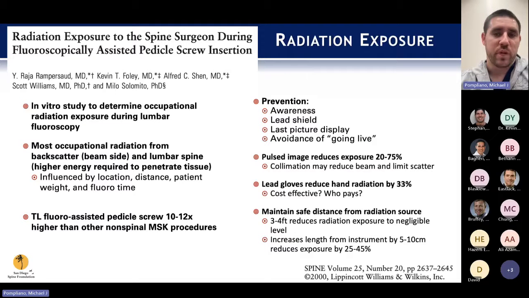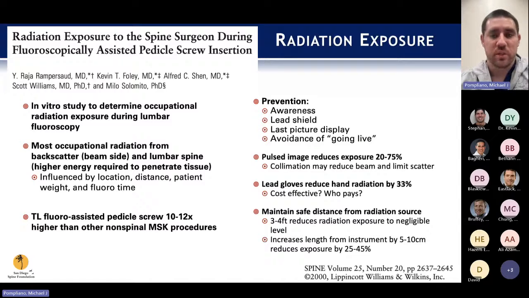The other big reason is radiation exposure. So this was an in vitro study looking at the occupational hazard of radiation exposure. I found that essentially the thoracolumbar procedures, especially percutaneous screws, were 10 to 12 times higher radiation dose exposure than non-spinal musculoskeletal procedures, so much more significant. Most of that is from the backscatter, the beam or emitter side, and especially within the lumbar spine due to higher energy required for soft tissue penetration.